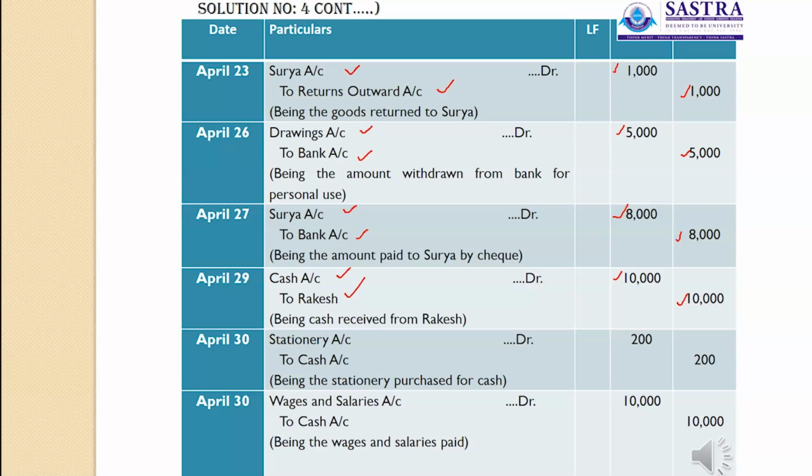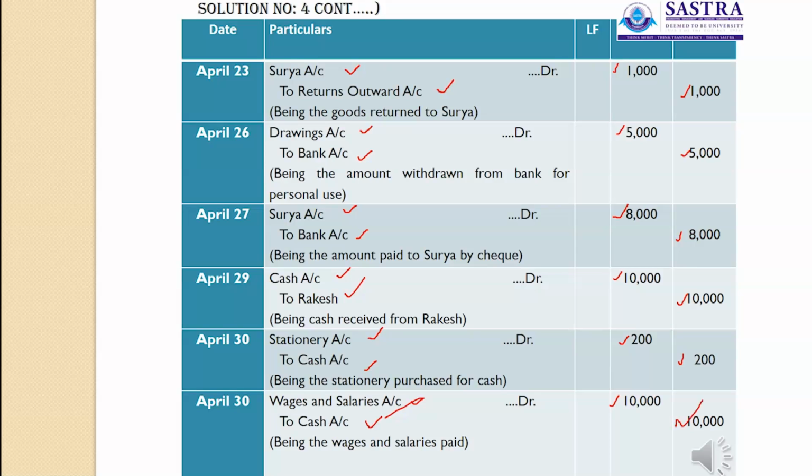Then April 30th, stationery purchased for cash. So stationery account debited to cash account. Stationery account debited rupees 200, cash account credited rupees 200. April 30th, wages and salaries paid. So wages and salaries account debited to cash account. Wages and salaries account debited rupees 10,000 to cash account rupees 10,000.